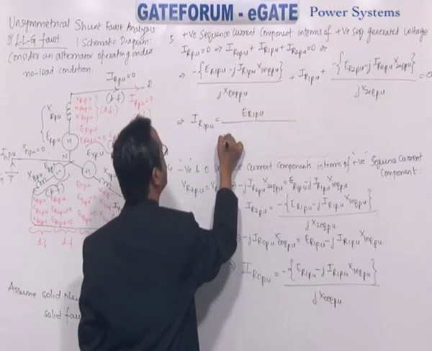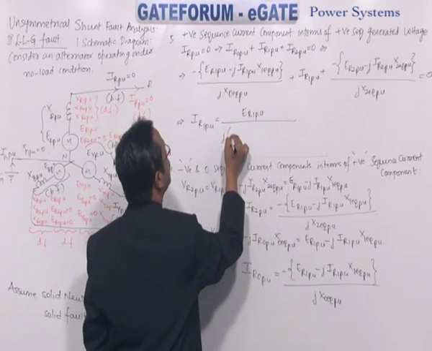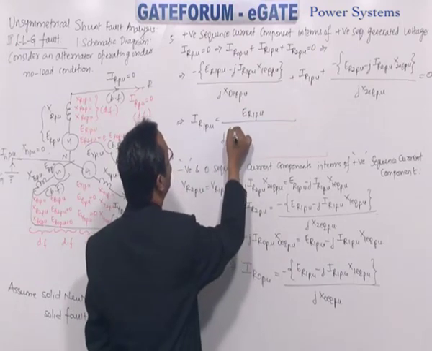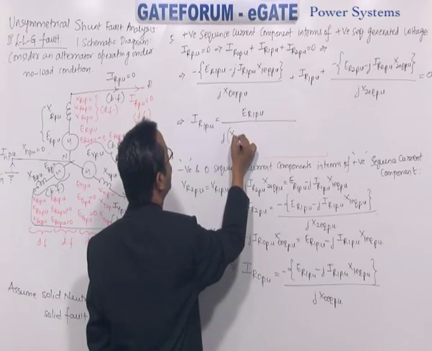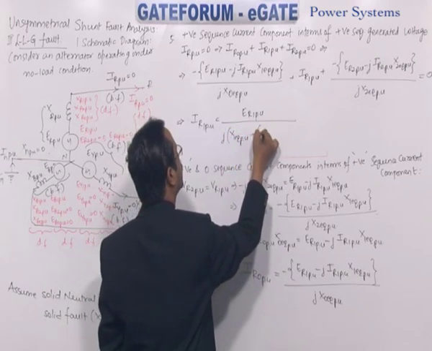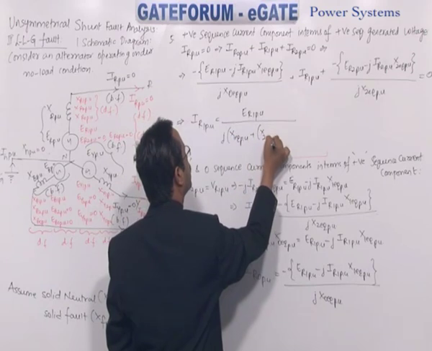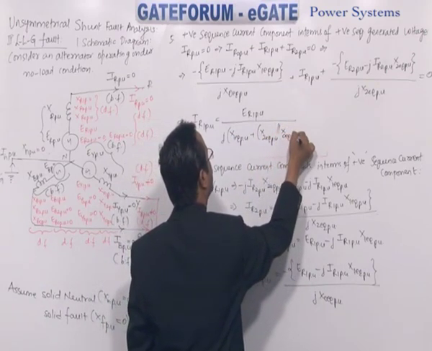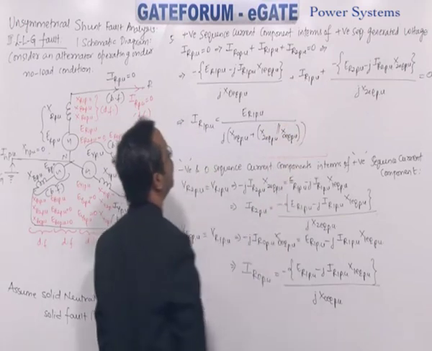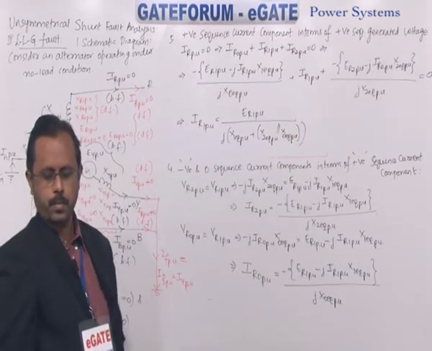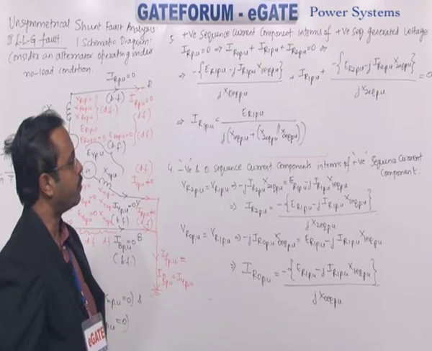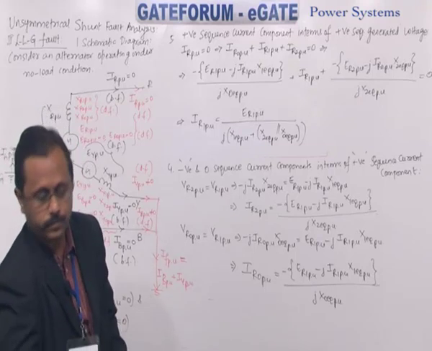ER1 by J. We have X1 equivalent per unit, to that X2 equivalent and X0 equivalent are connected in parallel. So this is IR1 per unit here.